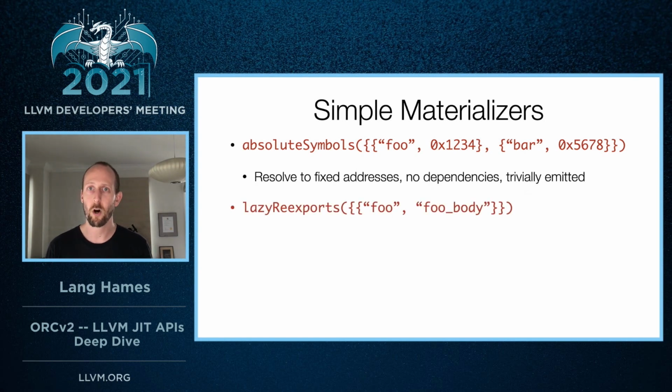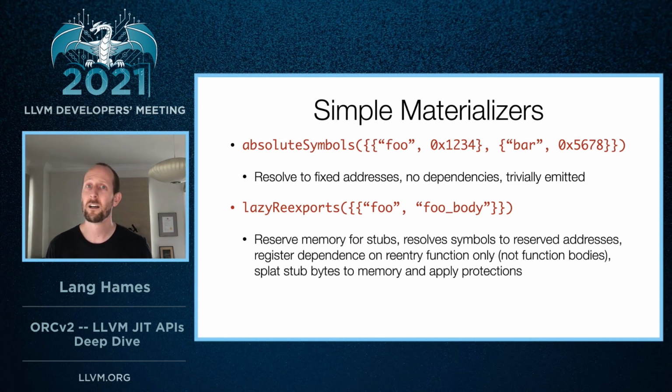An only slightly more complicated one, but a much more interesting one, is the lazy reexports materializer. This is how we enable lazy compilation in ORC. Lazy reexports takes a map of stub function names to function body names. And it's going to create the stubs for you and arrange that if you call the stub at runtime, it's going to trigger compilation and then jump to the function body. So the way it does this is it reserves memory for the stubs and resolves each of the stub symbols to one of the reserved addresses.